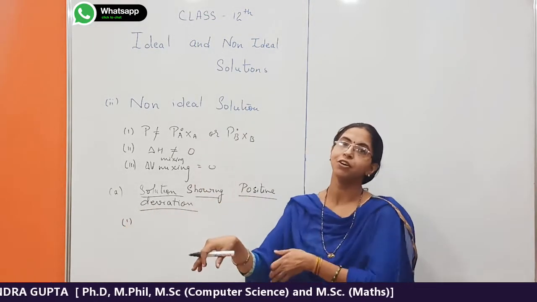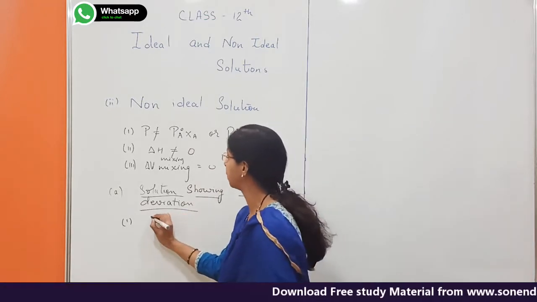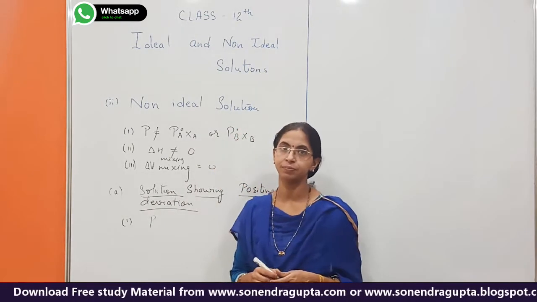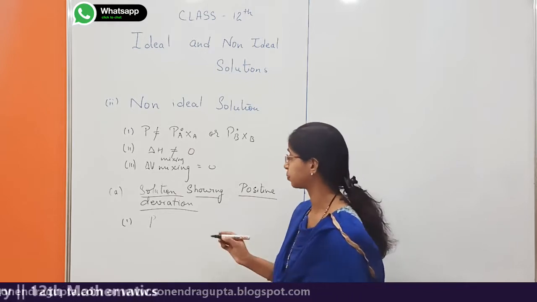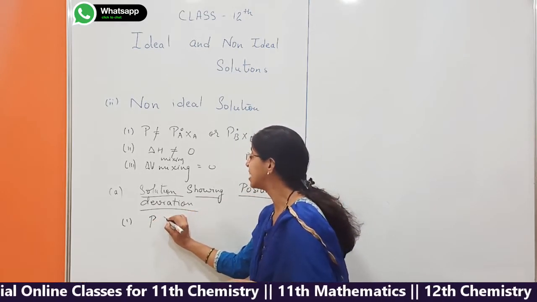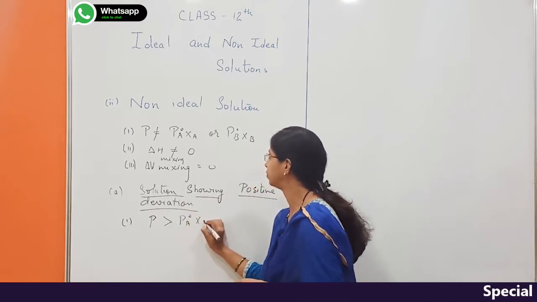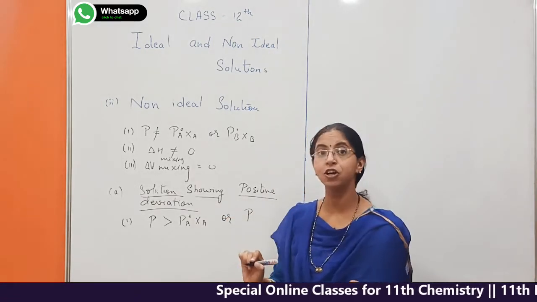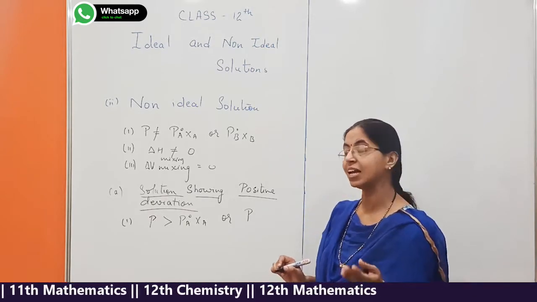Now here you will get three conditions again. The pressure is always greater than that given by Raoult's law. The condition is that the pressure of the solution is always greater than what is given by Raoult's law.